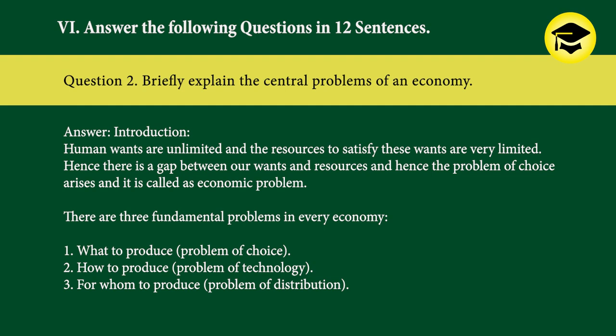Answer. Introduction. Human wants are unlimited and the resources to satisfy these wants are very limited. Hence there is a gap between our wants and resources, and hence the problem of choice arises, and it is called the economic problem. There are three fundamental problems in every economy. 1. What to produce, problem of choice. 2. How to produce, problem of technology. 3. For whom to produce, problem of distribution.